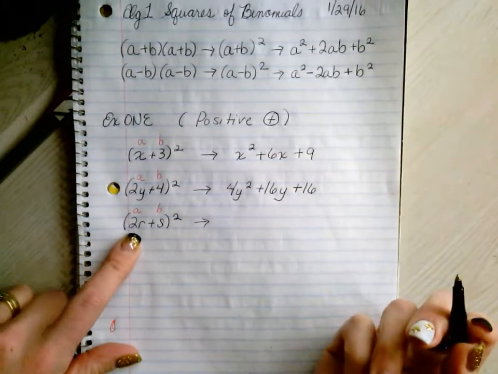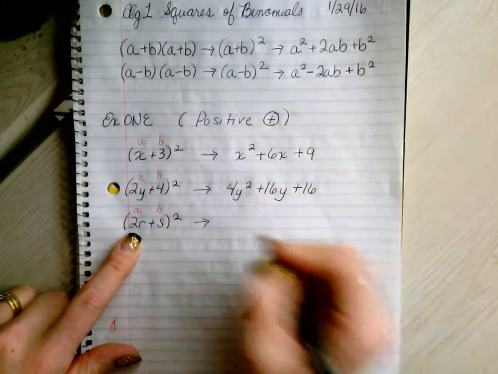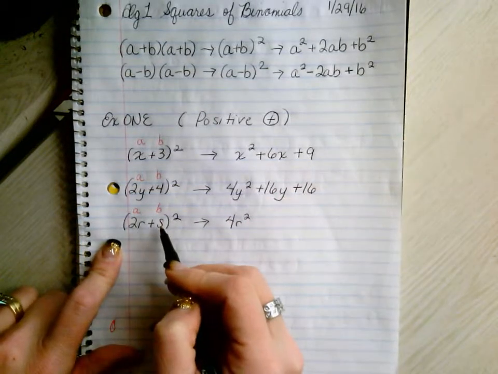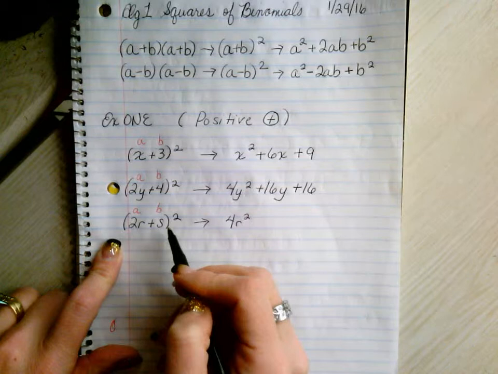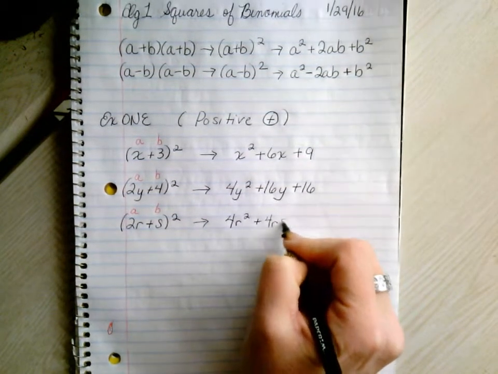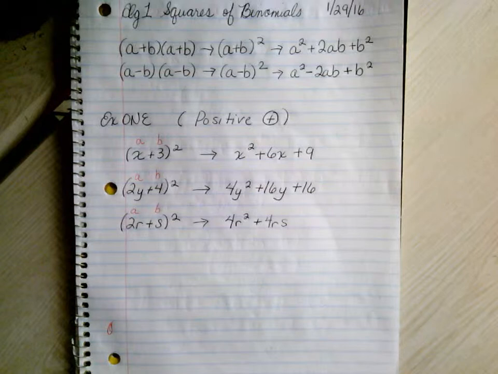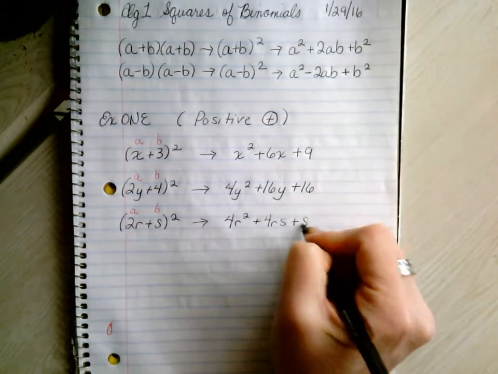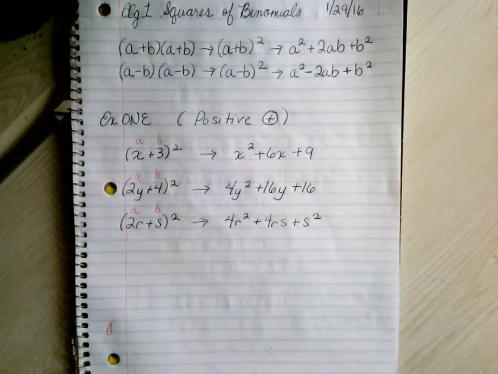A squared. The product of A and B is 2RS. Double it, 4RS. We doubled it. S squared, or B squared. Awesome.